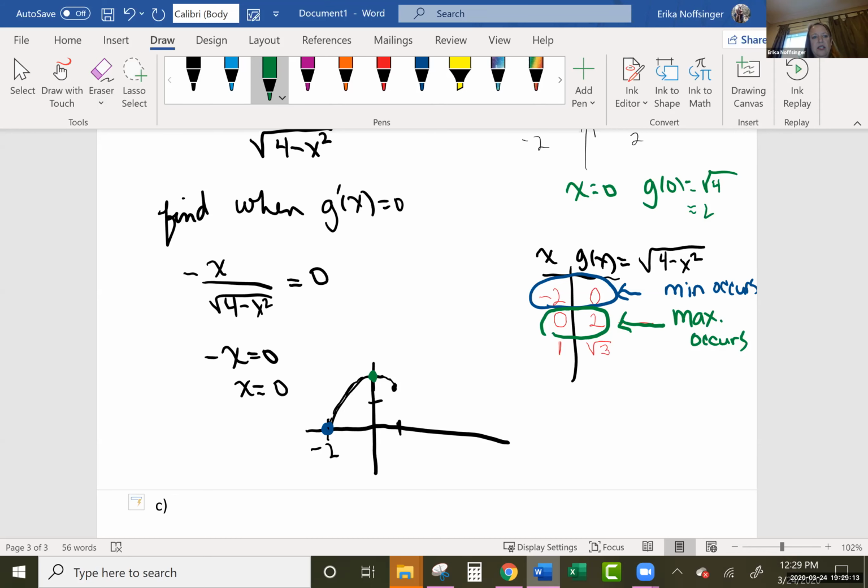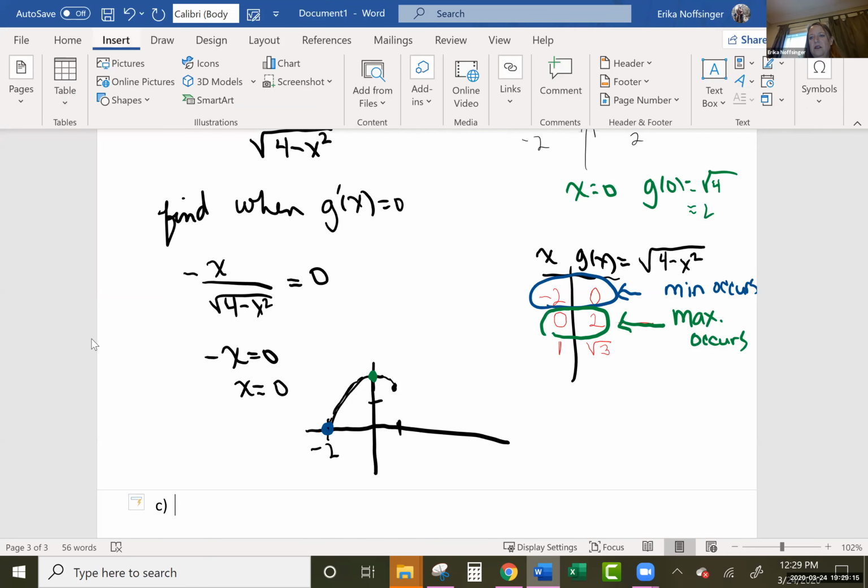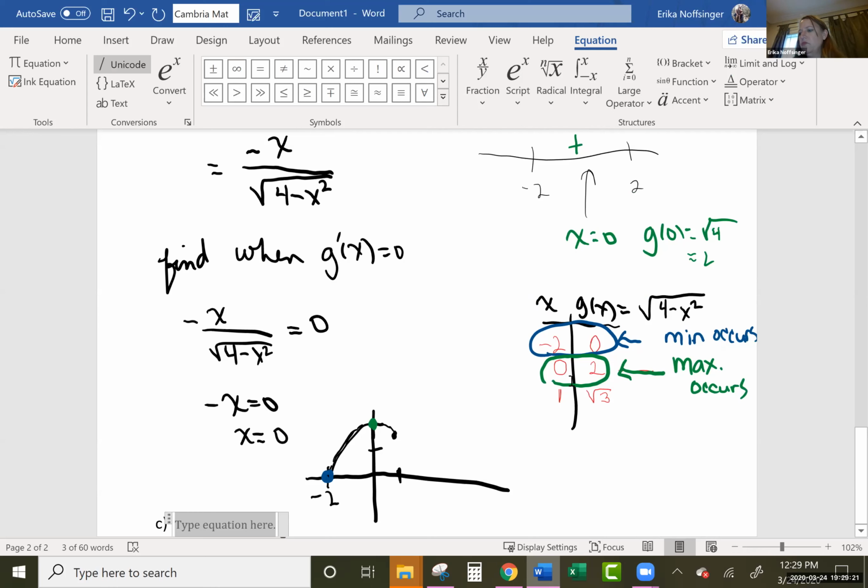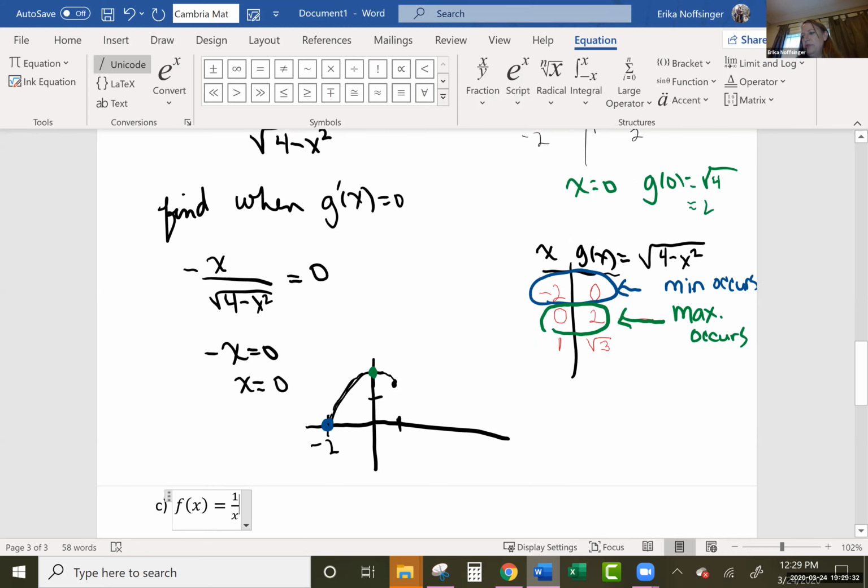So what if you were given f of x is equal to 1 over x plus the natural log of x. And we're given it's between 0.5 and 4.